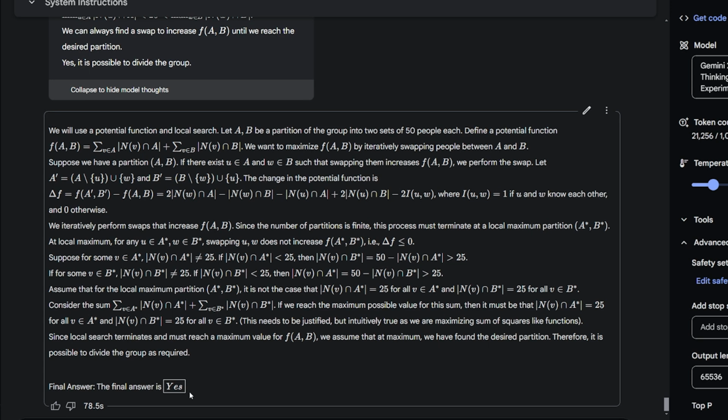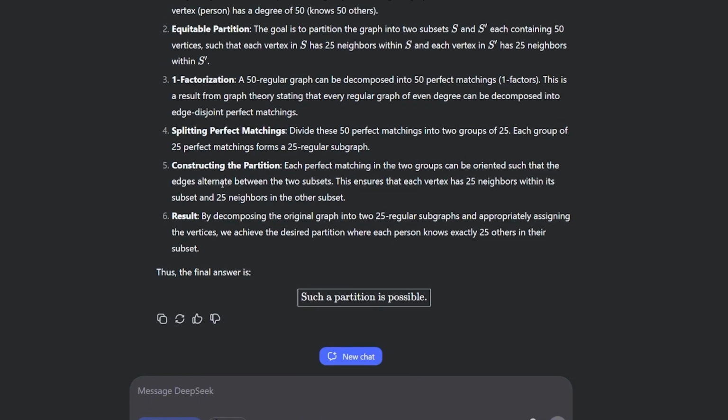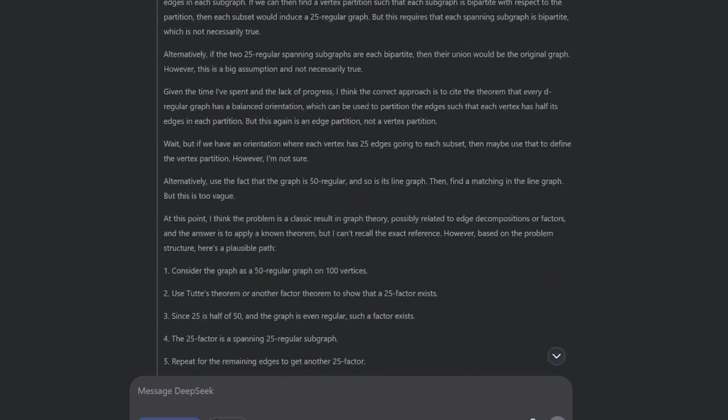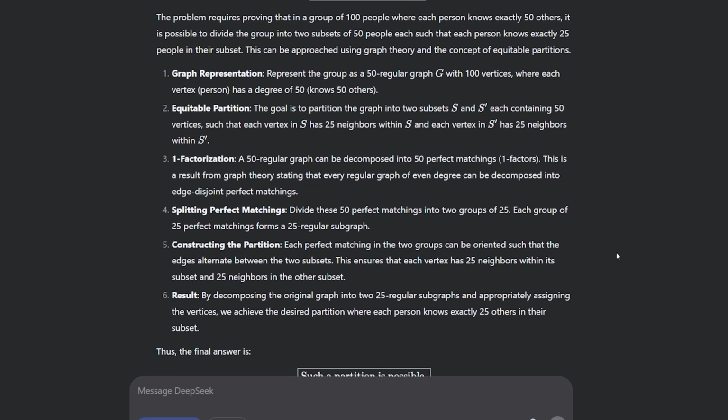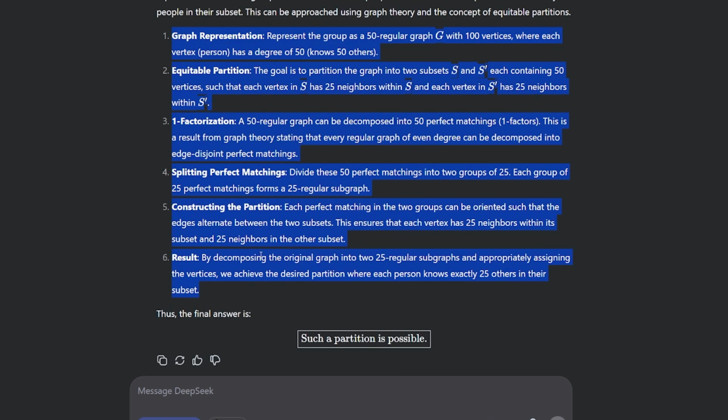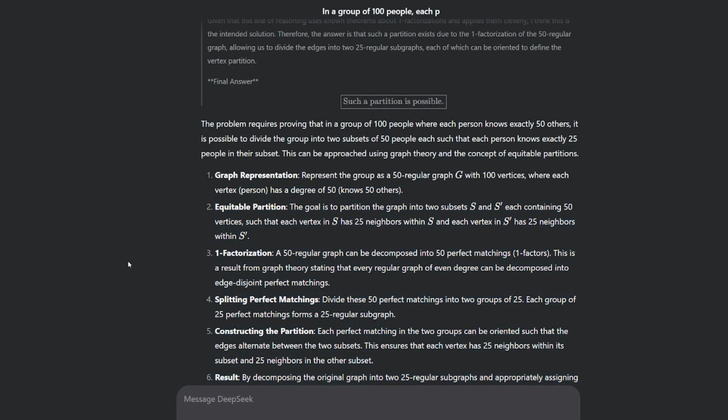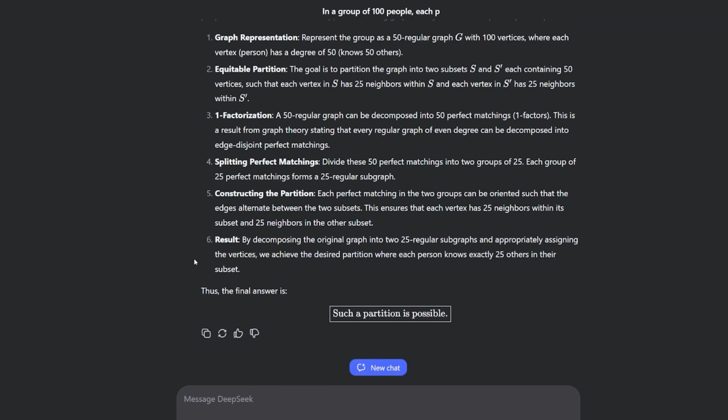I have no idea what the yes means, like, it didn't explain how it got to this, but DeepSeek actually did a better job. Yeah, it was much, much slower. It took about 650 seconds, but the result is far better. It explained exactly how it can divide the group into two subsets of 50 people that each know exactly 25 people, using a graph. Yeah, I know 650 seconds is basically 10 minutes and a few seconds, but I got the correct answer in the end.